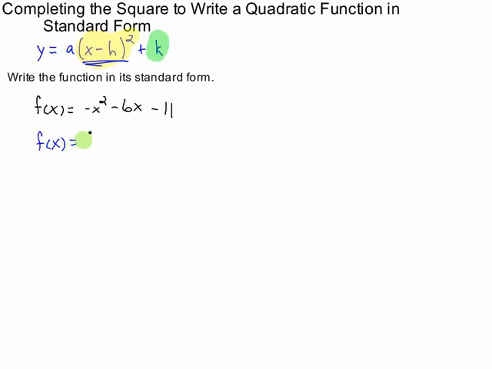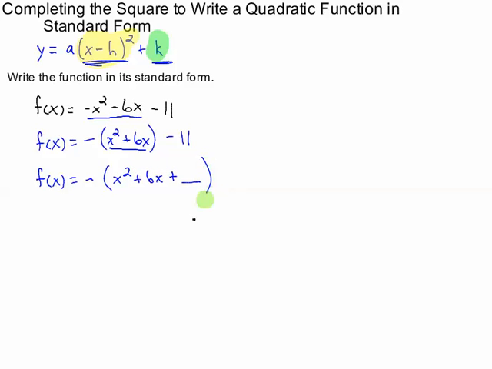So what we're going to do is factor a negative out of the x part. So I'll have negative quantity x squared plus 6x. And then I always leave my constant hanging out here to mimic the k up here. Now I need to go in here and make this a perfect square. So I'll go inside these parentheses and add something to the binomial, copy down my negative 11, and I'll have to do something here to balance what I do here.